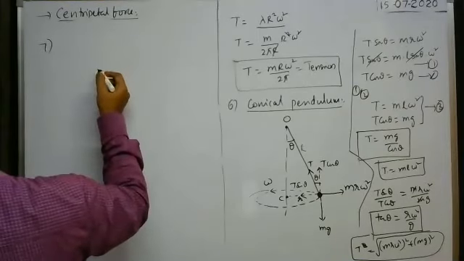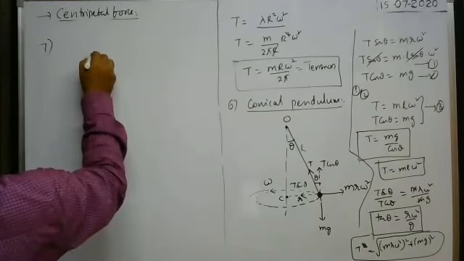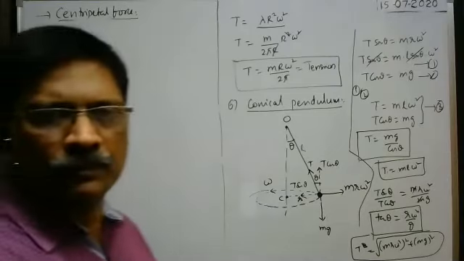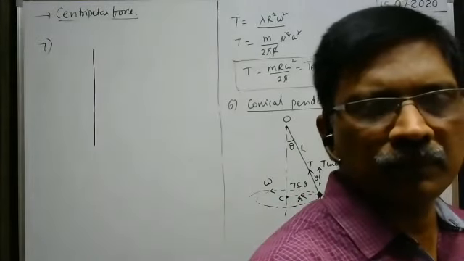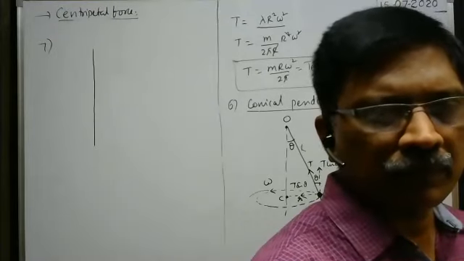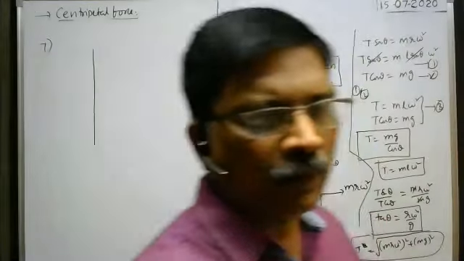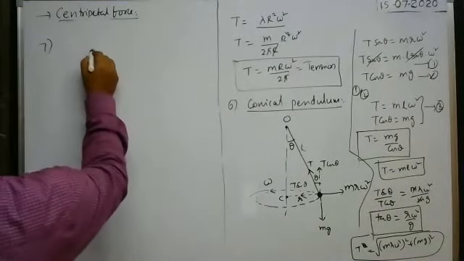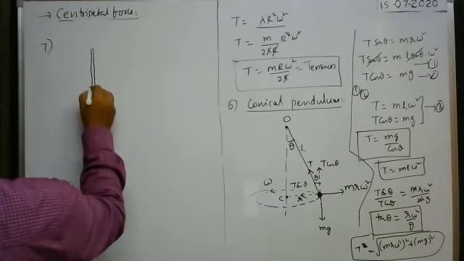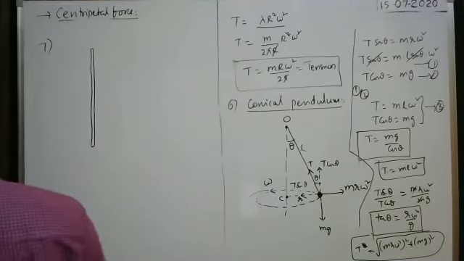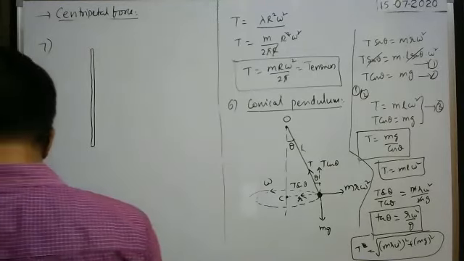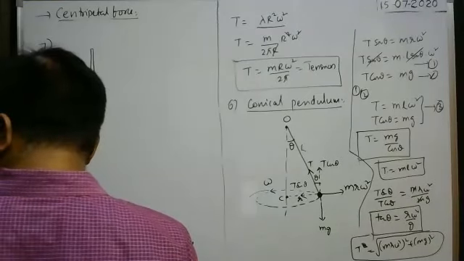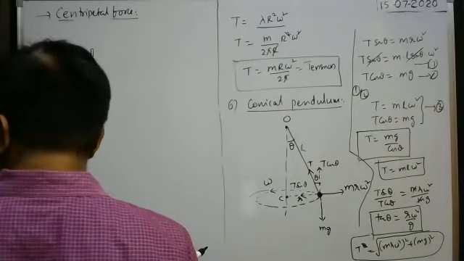a particle having certain mass. Suppose it is a particle of mass m. A particle of mass m attached to the vertical axis. Here, this is the vertical axis. A particle of mass m attached to a vertical axis by two strings, each of length L, each separated by a distance AB.